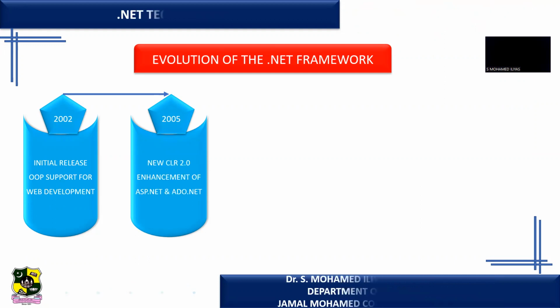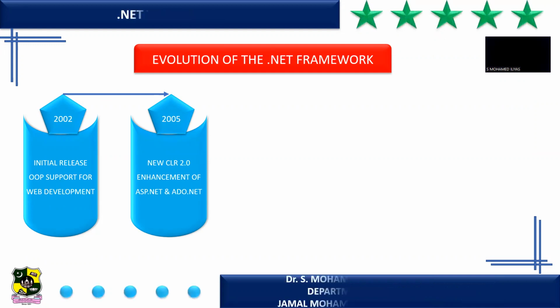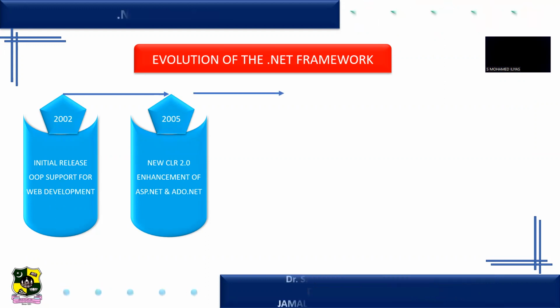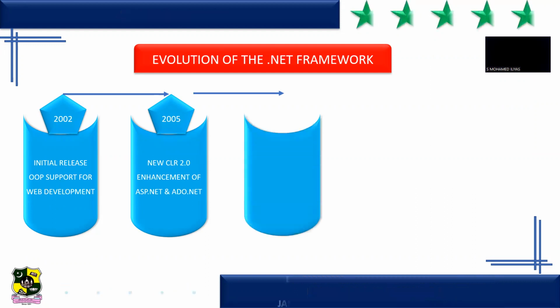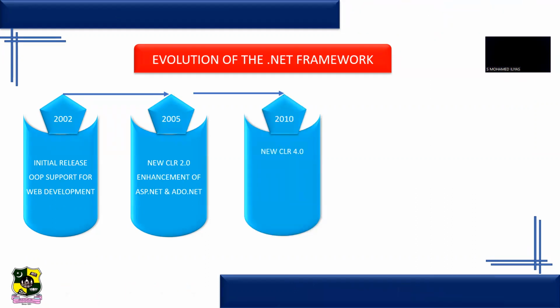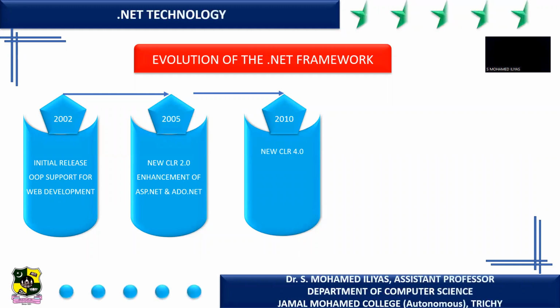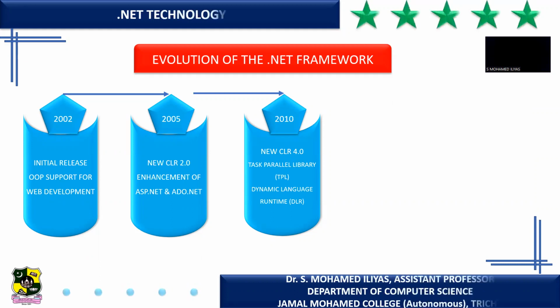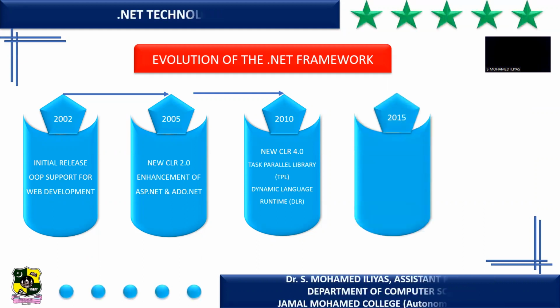In this version, the new CLR 2.0 was introduced, and it has enhancements to ASP.NET and also ADO.NET. And again, it was revised during the year 2010. In this version, new CLR 4.0 was introduced, and various important features like task parallel library and dynamic language runtime were introduced in this version. Again, the .NET framework was revised during the year 2015.